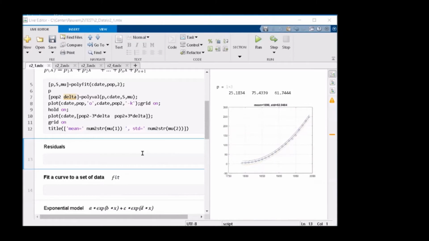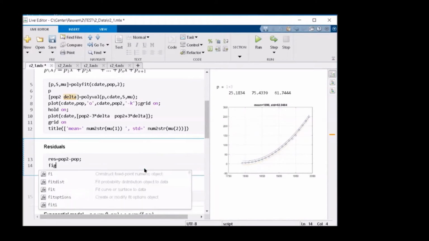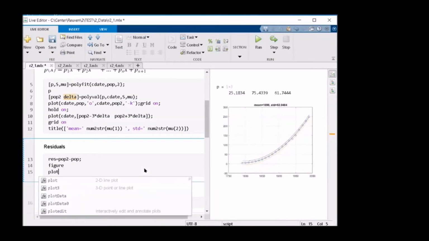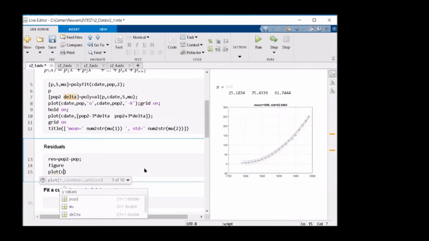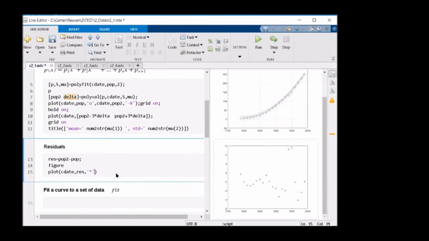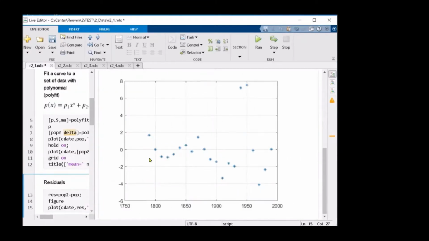We can just estimate this residual as a new function. Residual could be a difference from our estimation and the reality. And again, we can just plot it in a new figure. And we can see the results by plotting against this time, this residual, and let's do it as stars, for example. And also maybe gridding.